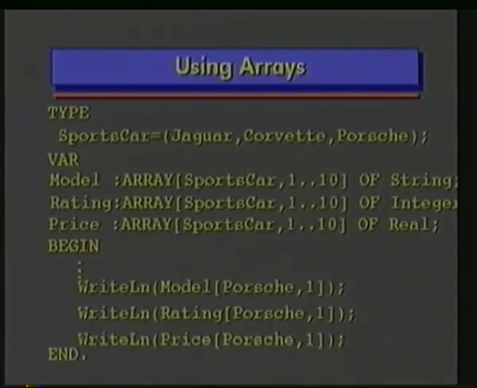Since there's quite a bit of data associated with each model, we might want to use 3 different arrays, one for the model name, one for the rating, and one for the price. We can think of these as parallel arrays, since each array has the same indexing. For example, here the indices Porsche 1 refer to the same car in model, rating, and price arrays. Therefore, we can use the same indices to assign values to variables that all relate to this car. In this case, it's our day-use car, the Turbo Porsche.